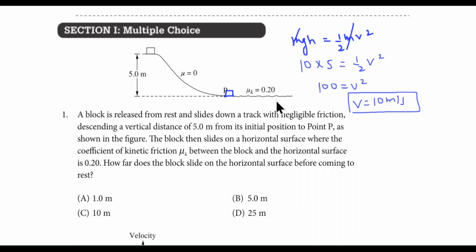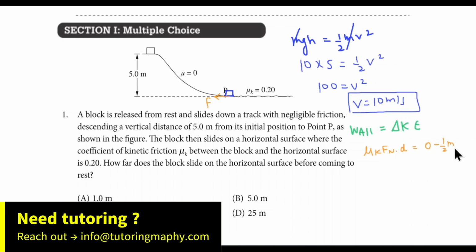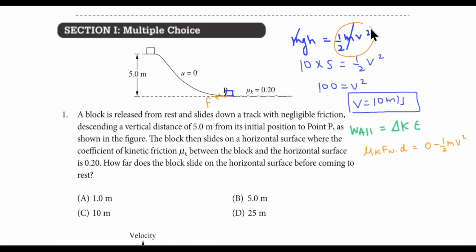Now, like I said, you can use kinematics or work energy. I'm going to use work energy: work done by all forces will be equal to the change in kinetic energy. Over here, there is only one force that is going to do the work, that is the friction force. So the work done by friction is going to be mu k times normal reaction times the displacement, and the change in kinetic energy is final 0 minus initial half mv square. So it looks like there was no need to actually find the v. We could have just substituted half mv squared directly. But anyway, it doesn't really matter.